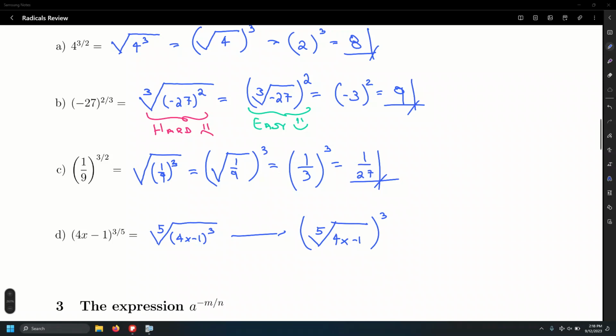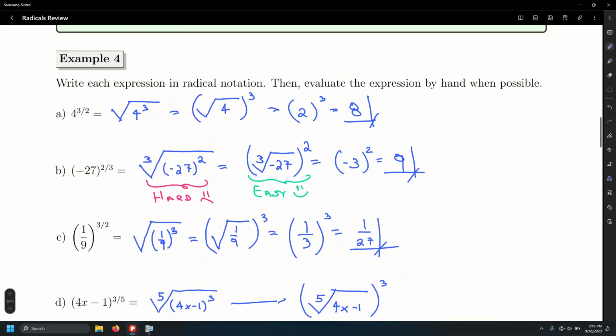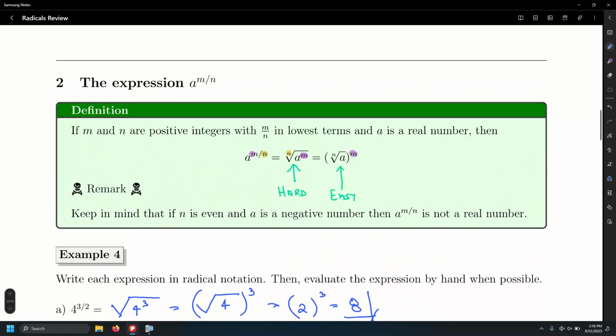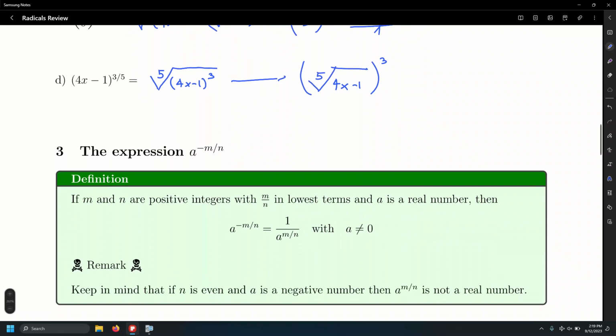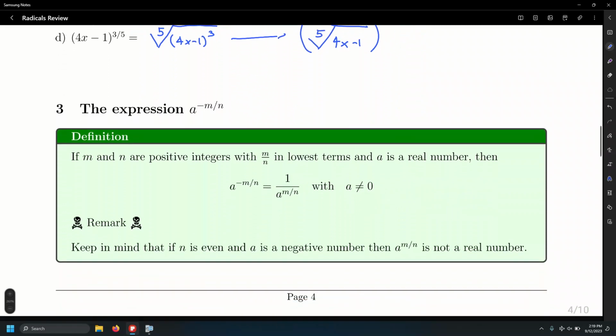So let's keep going. The expression a to the negative m over n. It's very similar to what we had over here. However, it's going to have a negative exponent. So now we're not just dealing with rational exponents, but we're also adding the negative sign. And all we're going to do is send this quantity to the denominator with positive exponents, and whatever we do in examples A through C, do it in the denominator. That's all it is. All right?